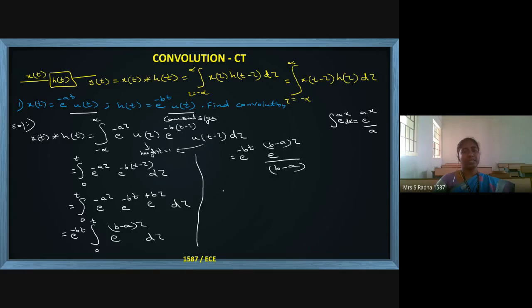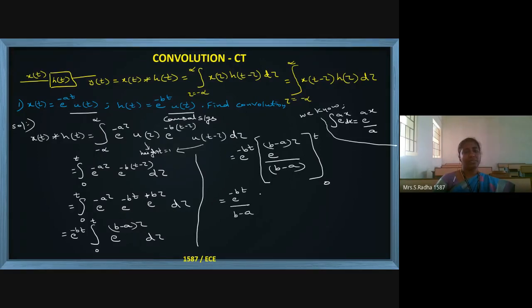In the place of tau, you have to put the limits 0 to t. Already we know this is the formula for integration, and we are using it. Now what I will do: e power minus bt divided by (b minus a).